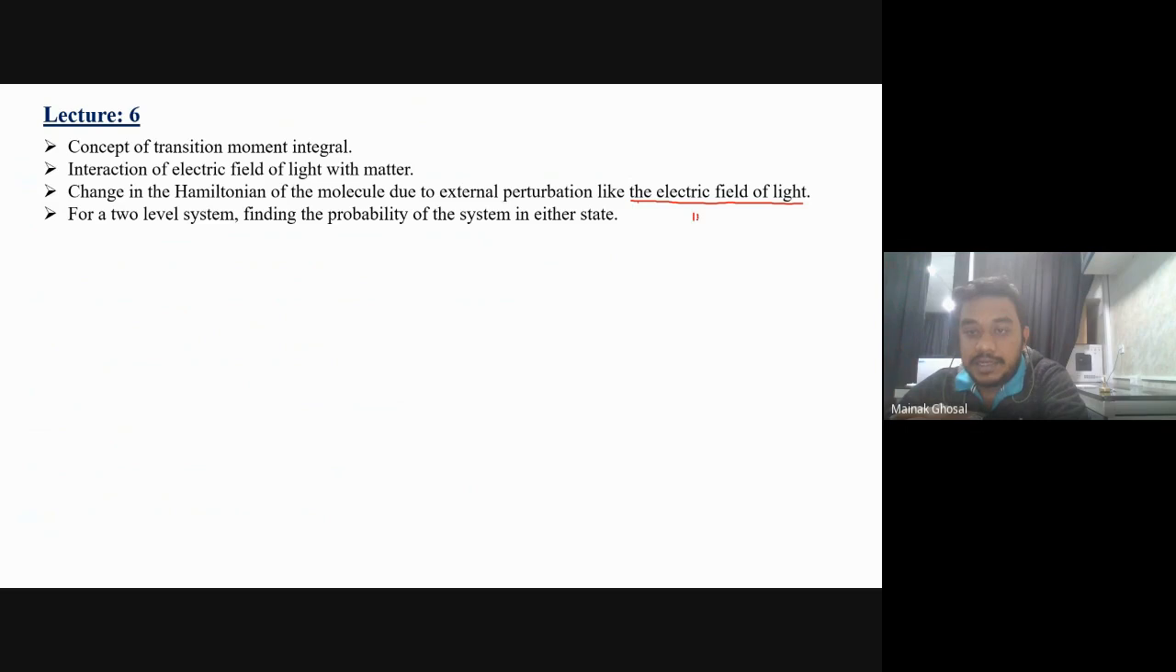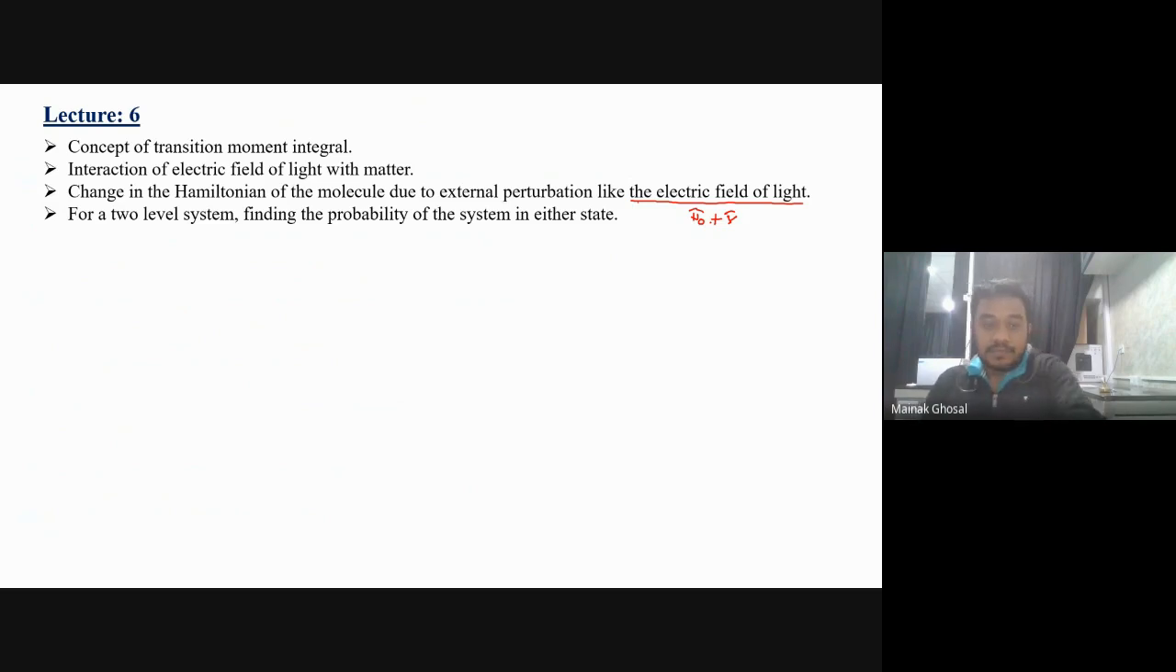Initially, the Hamiltonian is just H naught. But whenever you are using an electric field, it is perturbing the Hamiltonian, and there is a term coming like V, which is due to the electric field of light. They have explained how this whole phenomenon changes, and for a two-level system, how you can find the probability of the system in either of the states. You can easily calculate that.